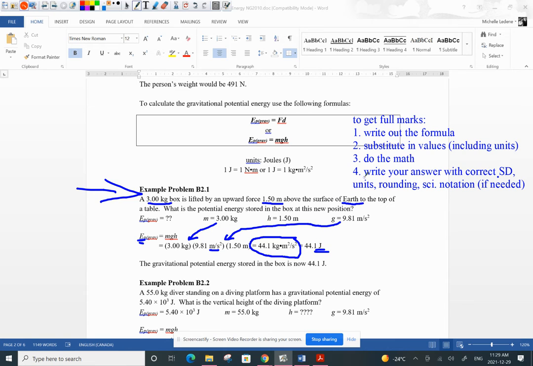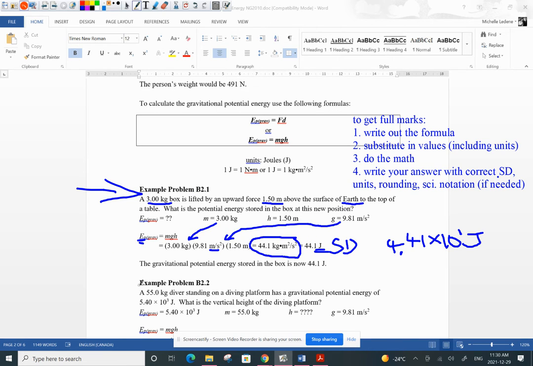So here's my final answer. I've got sig digs? Yes, I do. I've got 3 sig digs. Units of joules. I didn't need to round it. My calculator just showed me 44.1 joules. And now if I want, I can always put it into scientific notation. I could go 4.41 times 10 to the 1 joules, totally acceptable. Or you can just leave it as 44.1 joules.